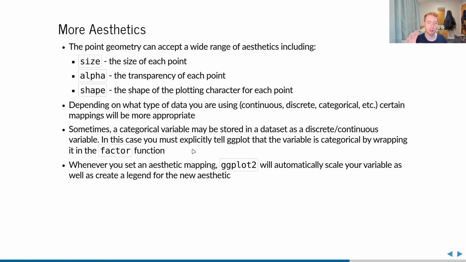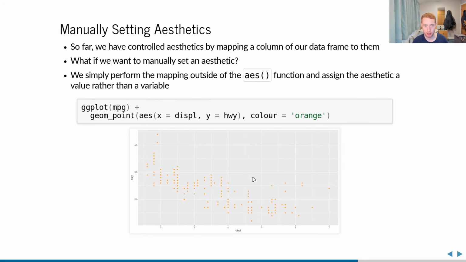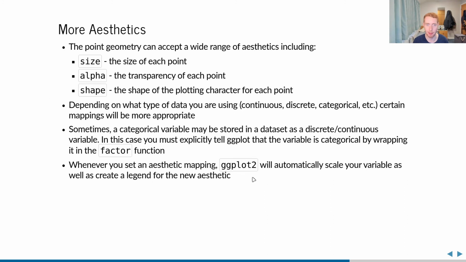Now, sometimes a categorical variable can be stored in a dataset as a discrete or continuous variable, and that's a problem. And so in this case, we have to explicitly tell ggplot that we're wanting to treat it as a categorical variable, so one with a fixed number of levels, by using a function called factor. And if you're mathematical, you can think of this as kind of factorizing the variable. Do we have an example of this? Let's have a look at an example of that then.